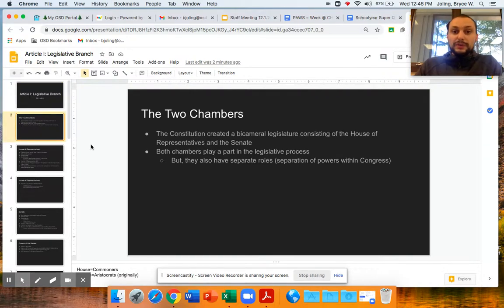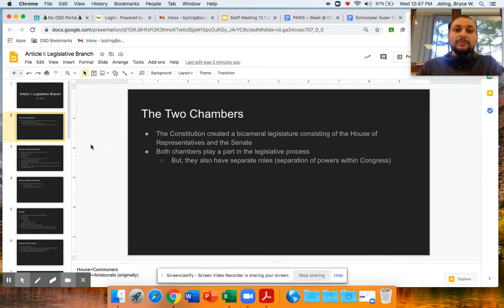Hopefully you remember from our previous unit dealing with foundational documents, one of the issues with the Articles of Confederation was that it created a unichamber Congress. So there was only one house. And when the Constitution was finally ratified, the Constitution created a bicameral Congress. So there are now two chambers of our Congress. There is a House and there is a Senate.